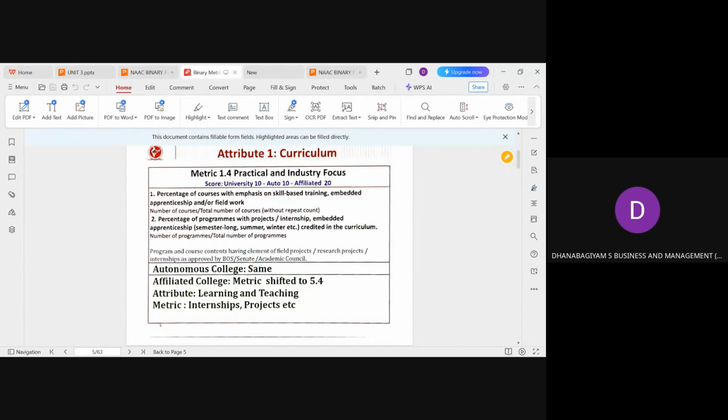So likewise, we have to connect more and more with the industry. We have to build the syllabus and curriculum in such a way. So this carries more and more weightage. For example, earlier it was 10 marks for this in an autonomous institution, and in an affiliated institution it is 20 marks. The percentage of programs with projects, internships, summer internships, winter internships, and social concern projects can be given to the students when they go for summer internships. And at least in the final year, at the 5th semester before the 6th semester, we can give some two months of internship where they can go to the industry and do some internship.